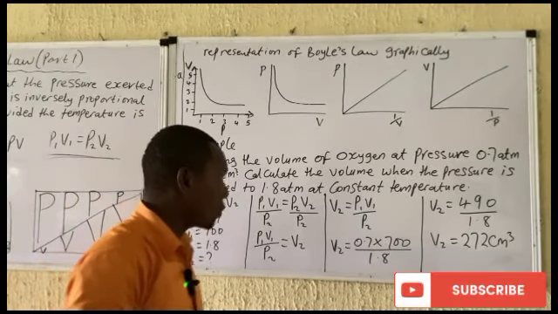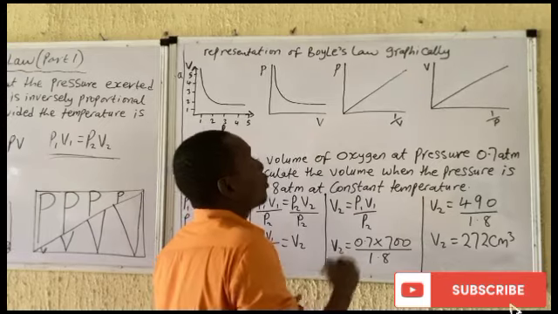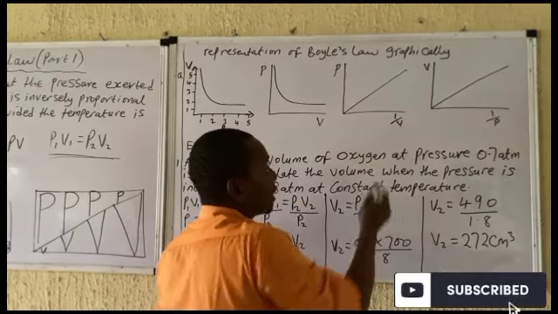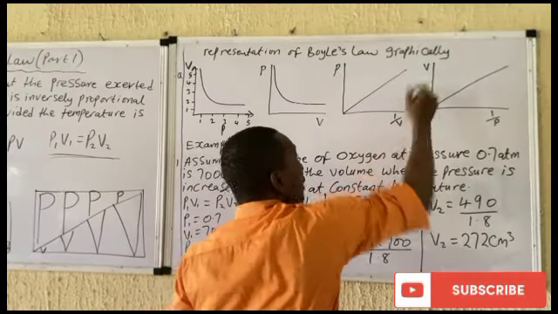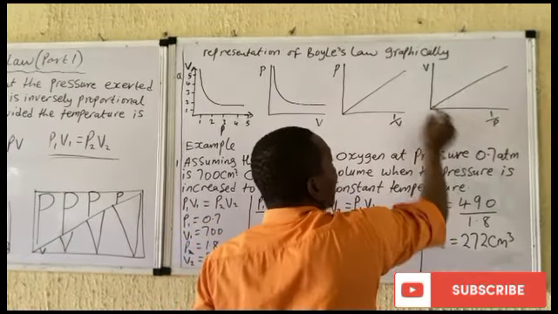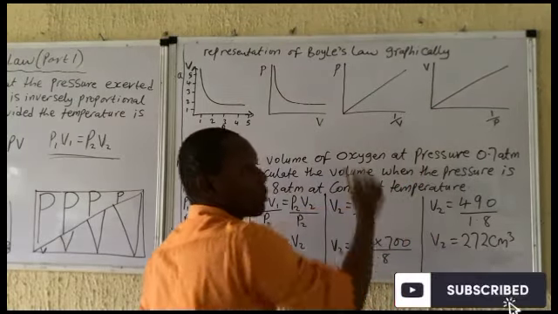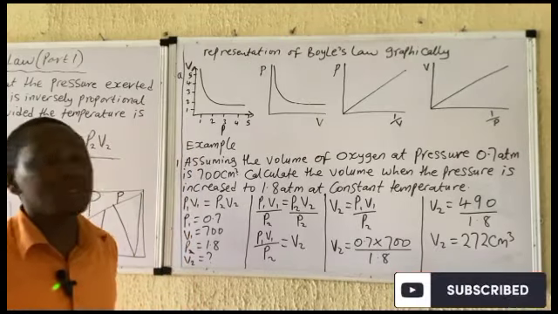Now, there are some cases where you have a straight line. It's only because you are having P against 1 over volume. In this case, remember, 1 over V is the inverse proportionality, and you have a straight line graph. And here, if you decide to interchange it, you also have a straight line graph. If you are having 1 over any of the parameters, you have a straight line graph. So please know this. It's a very simple concept.